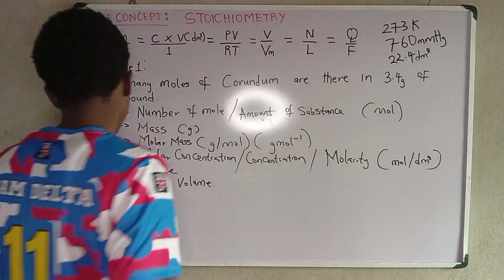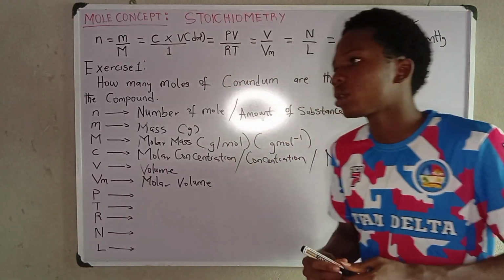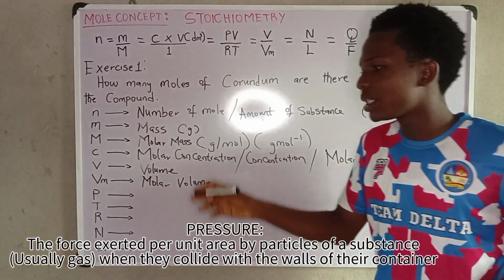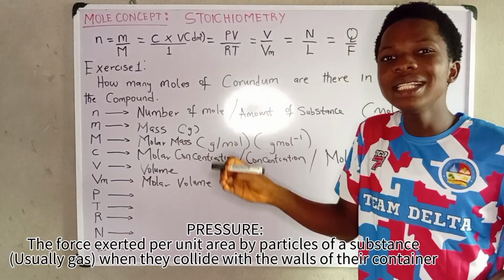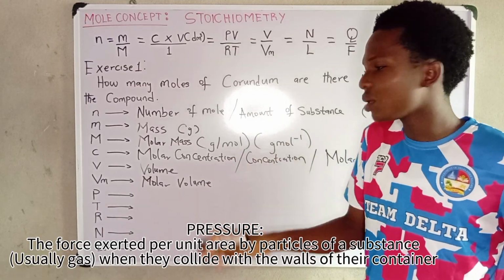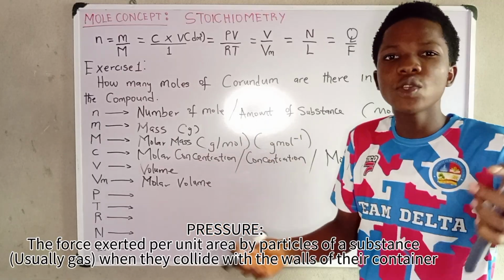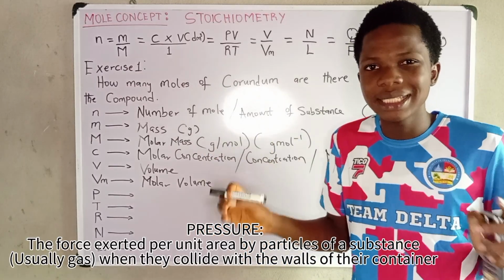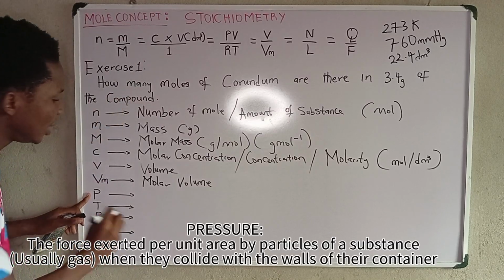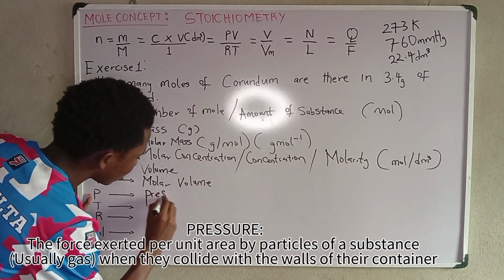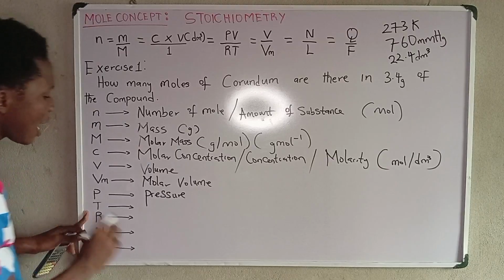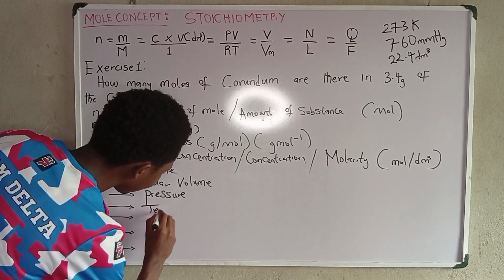Okay guys, now the next thing we are going to look at here is pressure. Pressure is the force exerted per unit area of a substance, usually a gas, when it collides with the walls of its container. This is a very standard definition for pressure. So we use P to denote pressure. Hope you are following. Be taking note of these definitions. Alright, we have here temperature. T is for temperature.